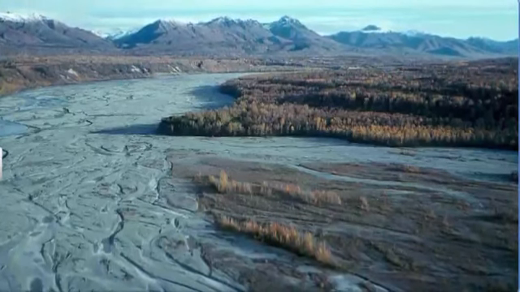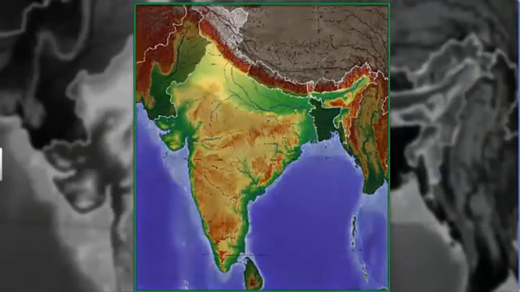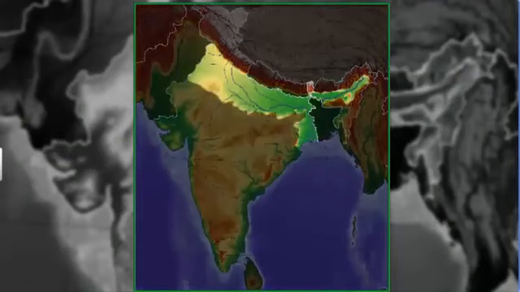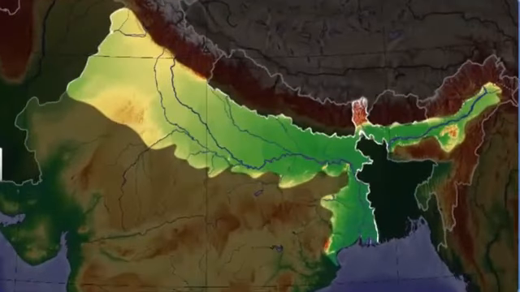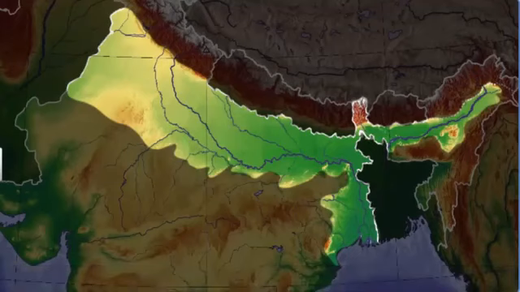These deposits built up to form the present-day fertile northern plain. The plain spans the area of a small country. Can you estimate the area of the plain? The area of the plain is about 7 lakh square kilometers.